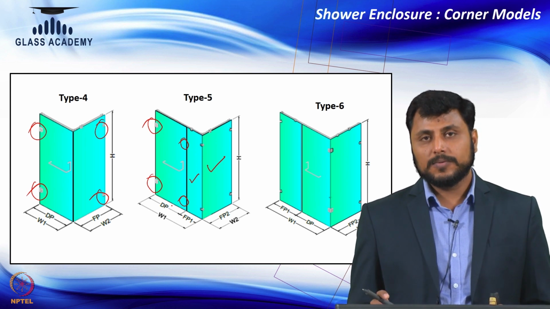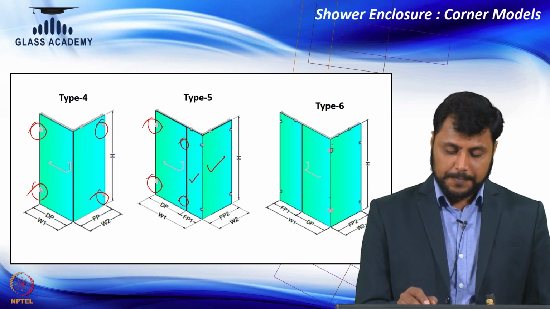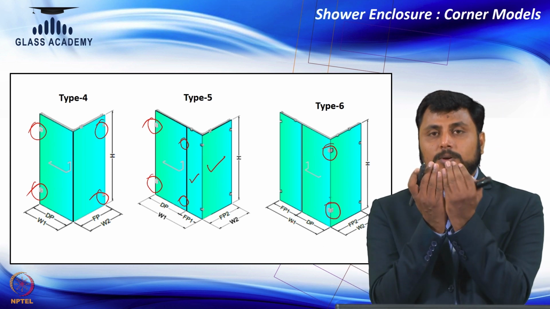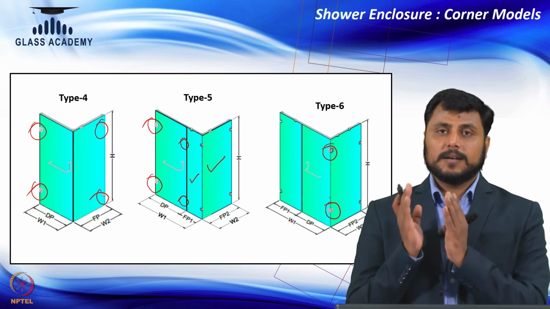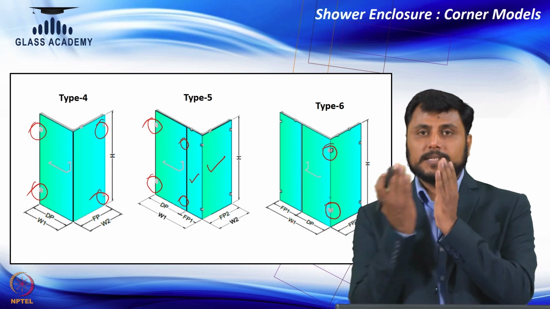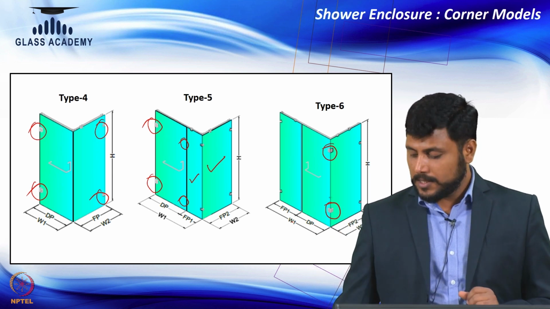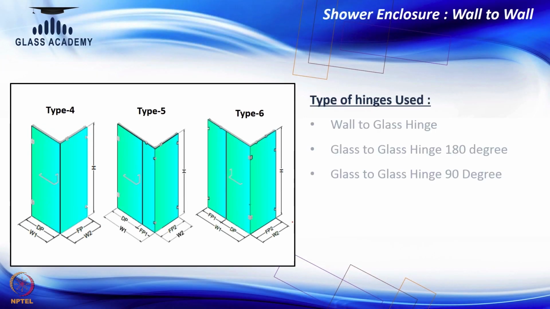Again same two fixed and one glass, but now the glass is opening at 90 degree, you can see here. So, as I said in type 5, glass was like this and you are opening like this. Now, in type 6 you can see the glass is in angle, angle means like this, 90 degree. So, glass is opening from here. So, here we are using this glass to glass 90 degree hinges, you can see.